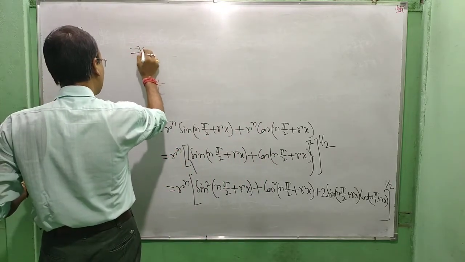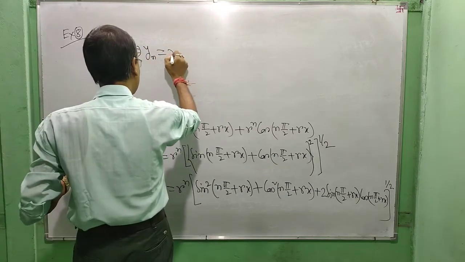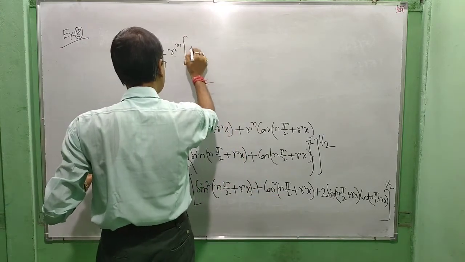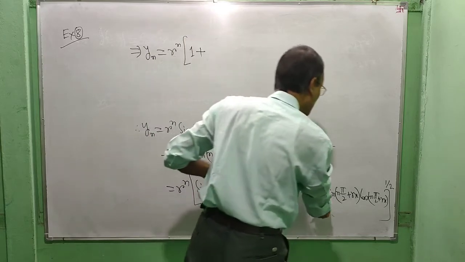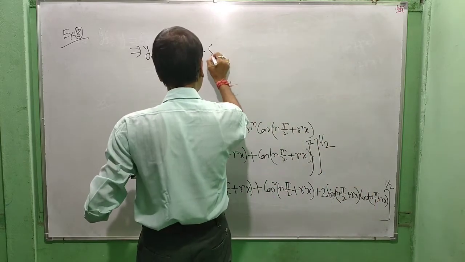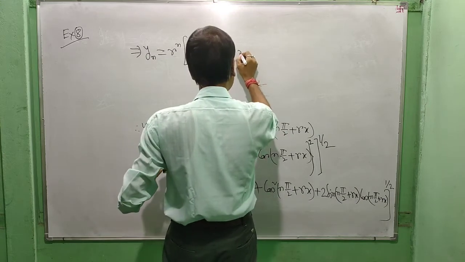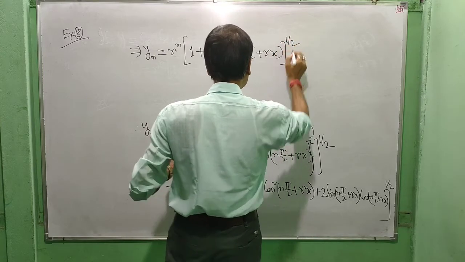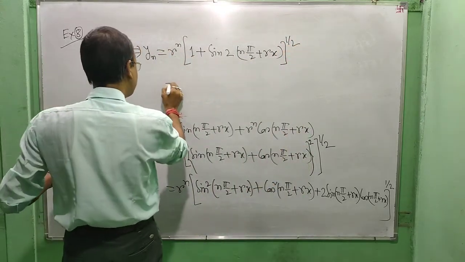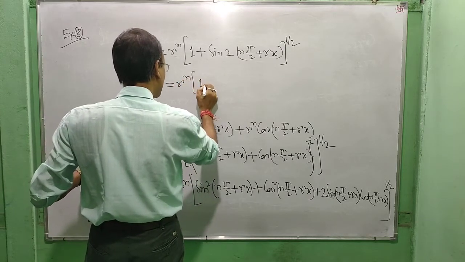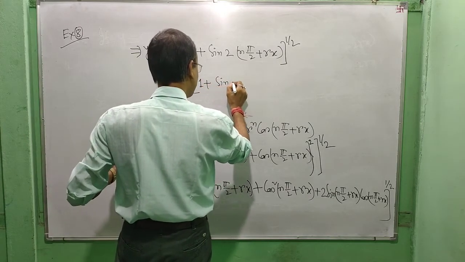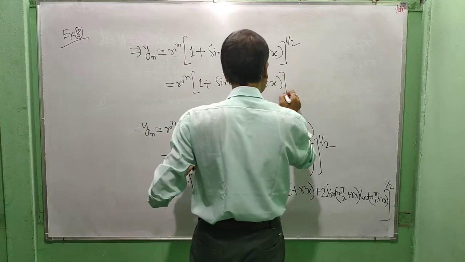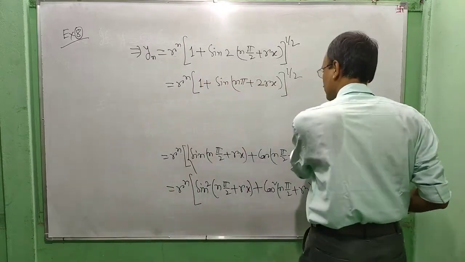This means yn is equal to r to the power n, with cos square theta plus sin square theta equal to 1, plus twice sin theta cos theta, which is sin 2 theta. So sin 2 times (n pi by 2 plus Rx), whole to the power half. This is equal to r to the power n (1 plus sin(n pi plus 2Rx)) whole to the power half.